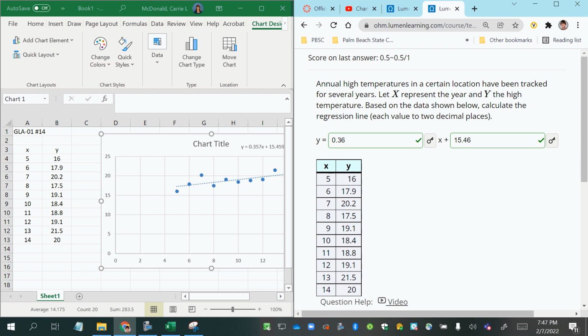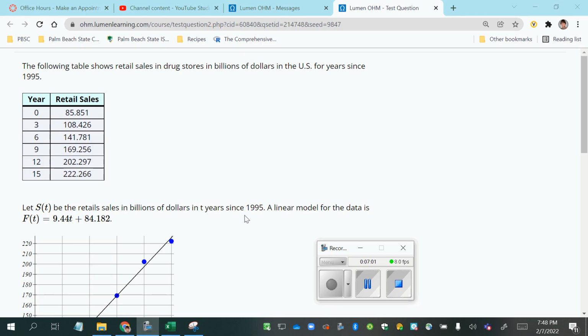All right. And the next question I have is number 15 from GLA 1 again. And what we see is it says the following table shows retail sales in drugstores in billions of dollars in the US for years since 1995. Wow, so these retail sales are actually billions of dollars. Really need to open a drugstore.